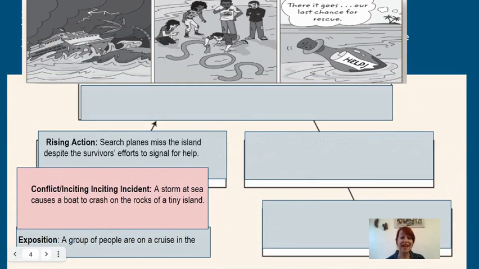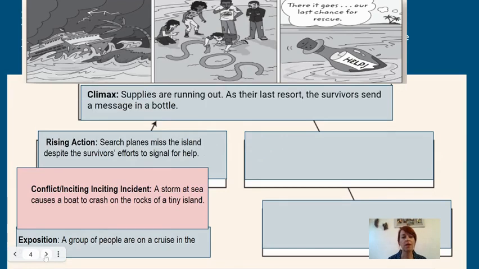Next, we have the rising action. Search planes miss the island despite the survivors' efforts to signal for help. This is going to lead us to our climax. Supplies are running out, and as a last resort, the survivors send a message in a bottle, hoping to get help.